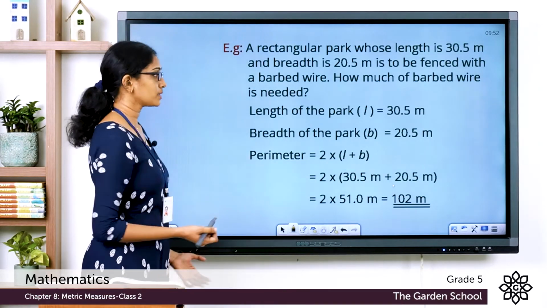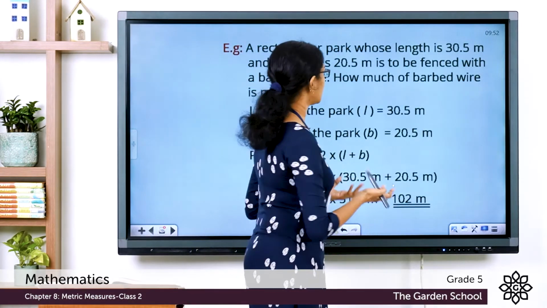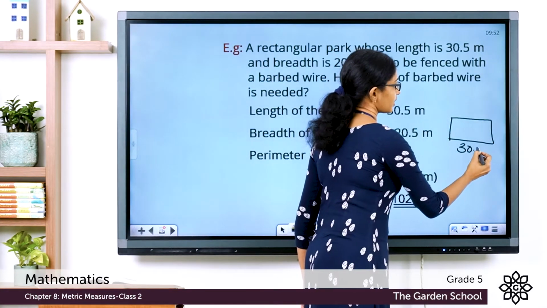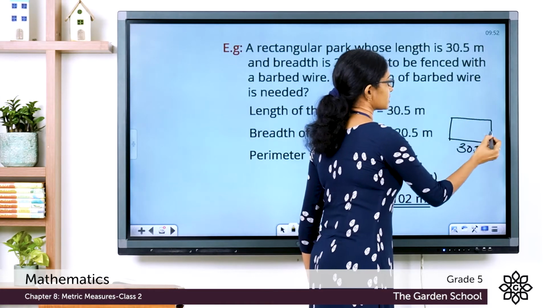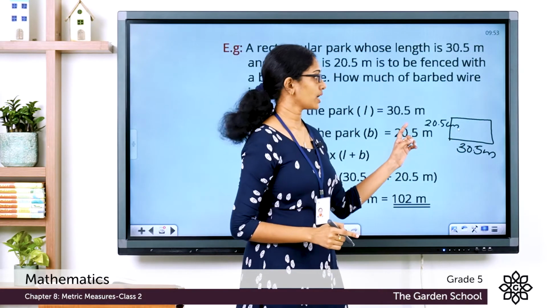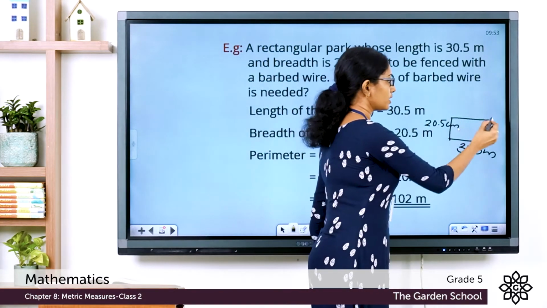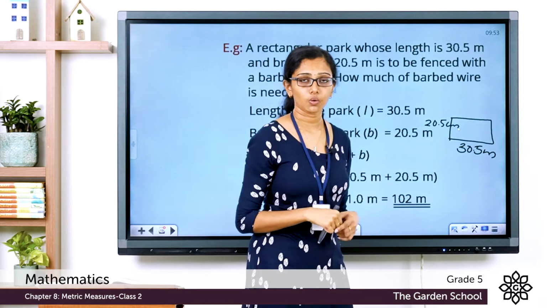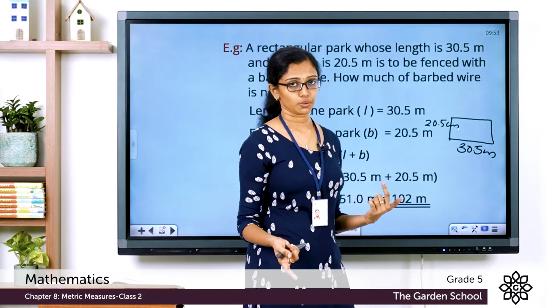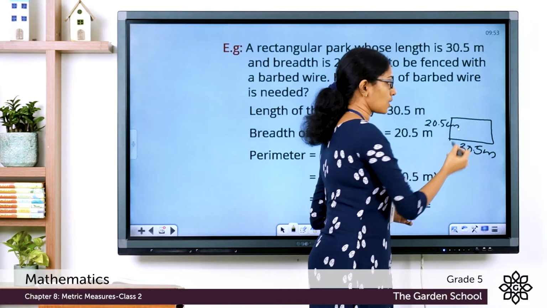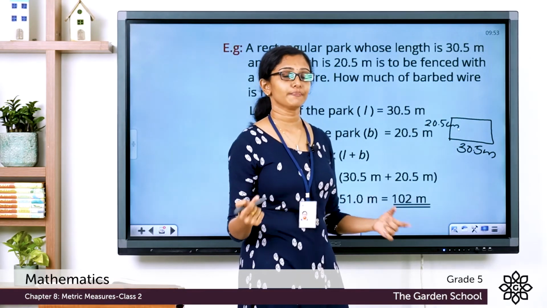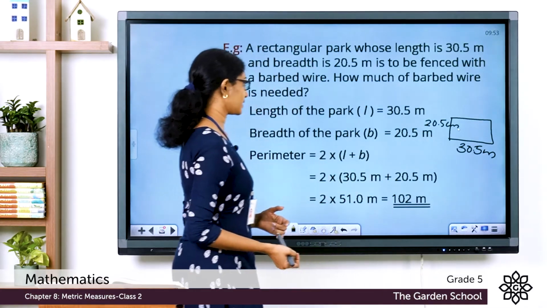See, from the question we understand that we have got a park which has the shape of a rectangle, and the length is 30.5 meter and the breadth is equal to 20.5 meter. Now we have to build a fence around it, which means it will be going along its boundary, and we need to find out the length of the barbed wire which we need to buy. So we need to know the length of this boundary, which is the perimeter of this rectangle. Length of the boundary equals perimeter. So let's find out the perimeter of this one.